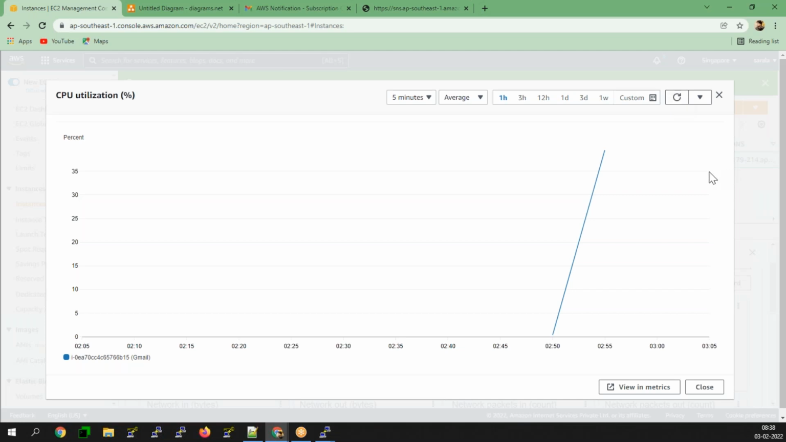Sorry, 70%, right? 75% for every 1 minute. So you need to wait till the threshold gets checked, and you need to verify whether your respective metrics have been collected properly.